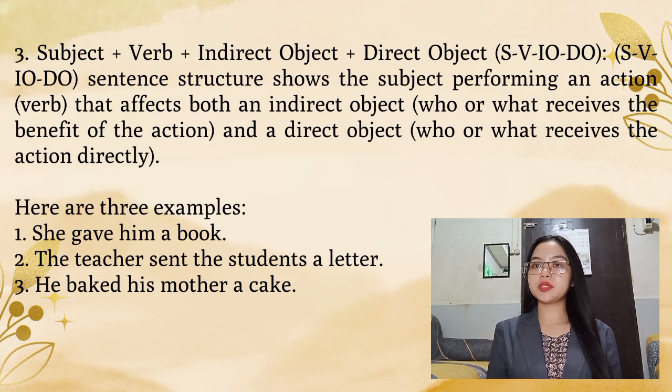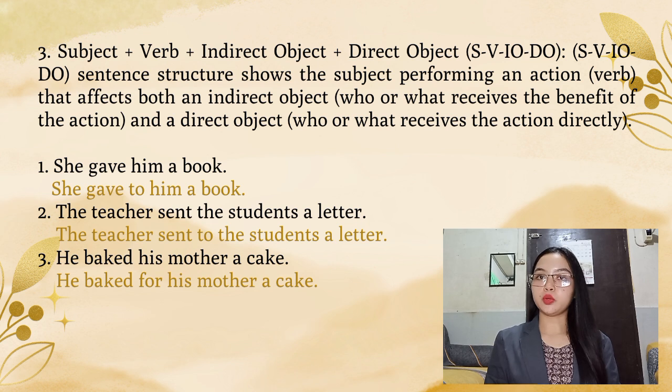Third, we have the subject plus verb plus indirect object plus direct object. So this sentence structure shows the subject performing an action, which is the verb, that affects both an indirect object, who or what receives the benefit of the action, and a direct object, who or what receives the action directly. Here are the three examples. Number 1, she gave him a book. Number 2, the teacher sent the students a letter. Number 3, he baked his mother a cake.